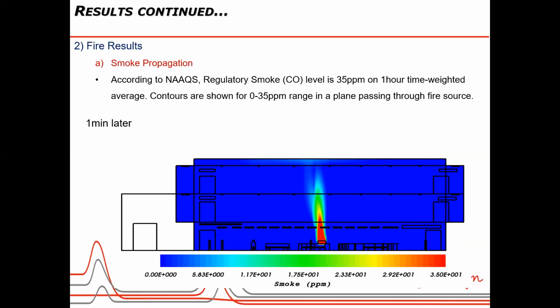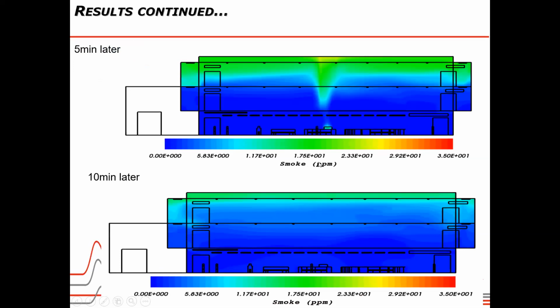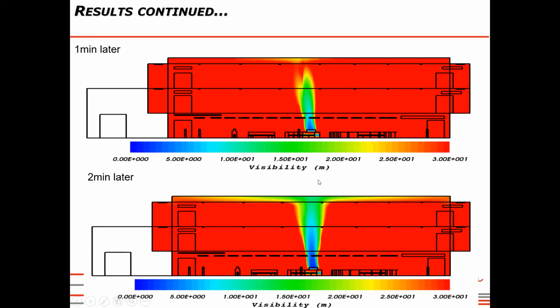So this is the smoke propagation. Basically, this is the CO, and the maximum range was 35 ppm. For 1 minute later, this is the distribution of smoke propagation. We can see after 2 minutes, 3 minutes, 5 minutes, 10 minutes, by the time the fire got extinguished. So later we have the provision for the visibility also.